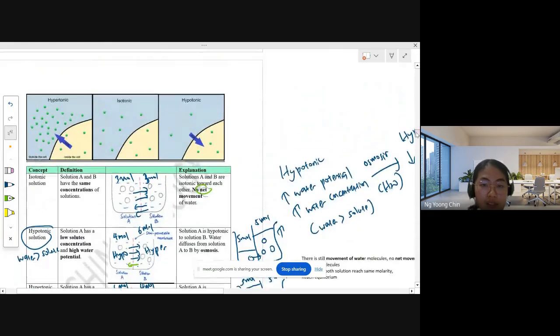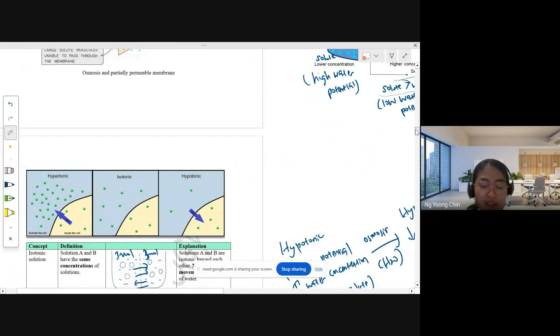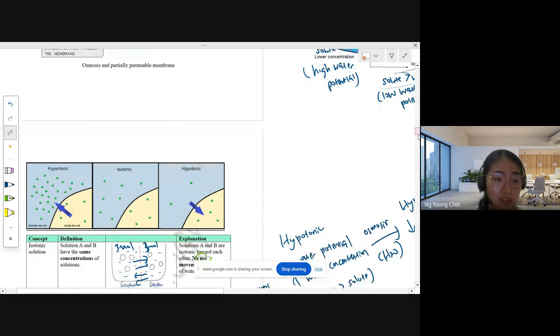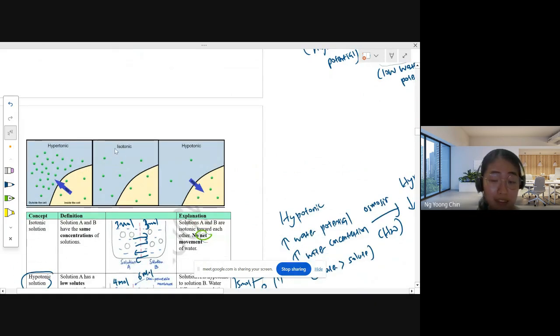Yes. Okay. I hope you agree. I hope you really get it, because this osmosis they really like to come out in the exam. So you can have a look on this hypertonic, isotonic, and the hypotonic.